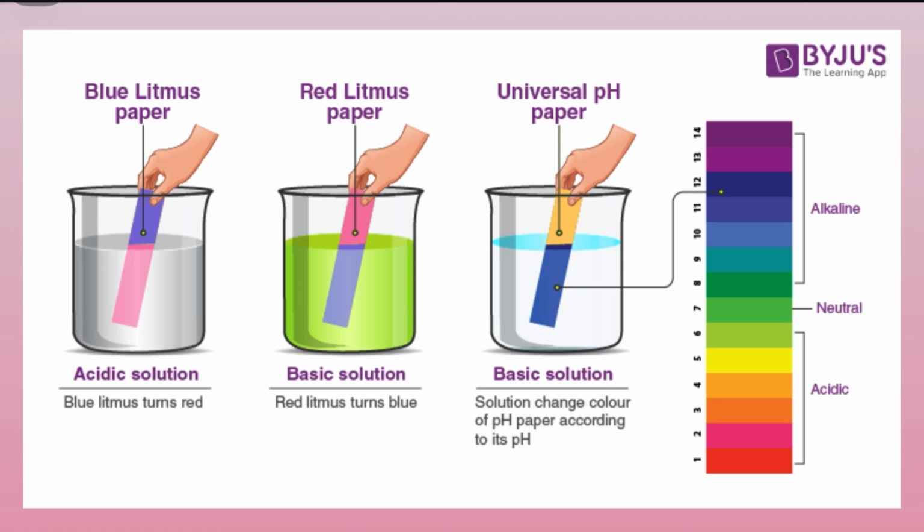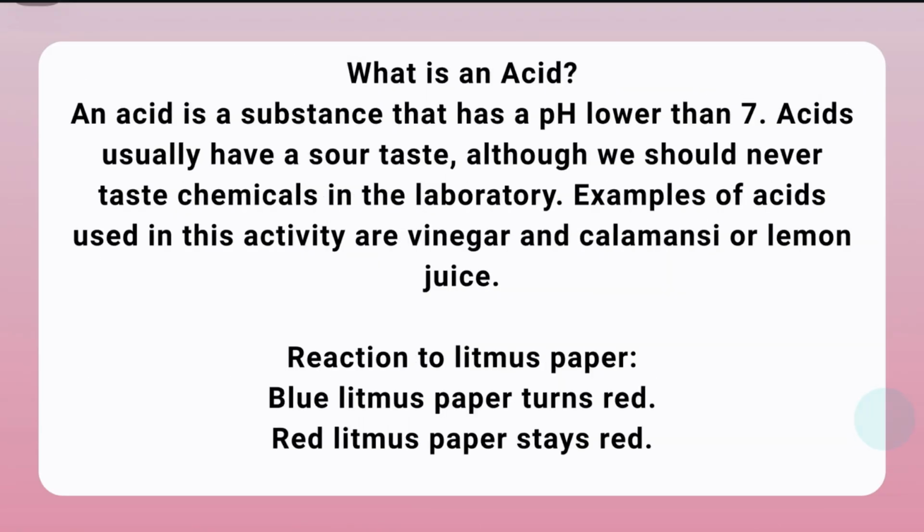When a blue litmus paper turns red, it means that an acid was dipped into it. And when a red litmus paper turns blue, it was dipped in a base. And if it remains the same color, it is a neutral solution.